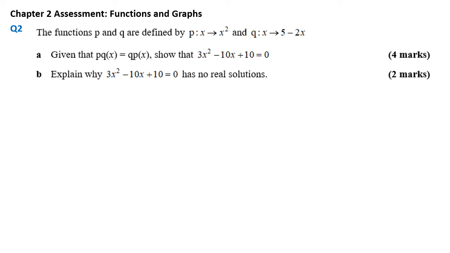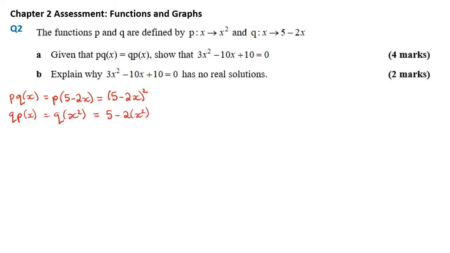Part A of this question too was generally done very well. We're given the functions p and q, and we're looking at composite functions. Start by defining p(q(x)) and q(p(x)). So for p of q of x, we're going to apply the function p to 5 minus 2x, and p is to square it, so it's 5 minus 2x all squared.